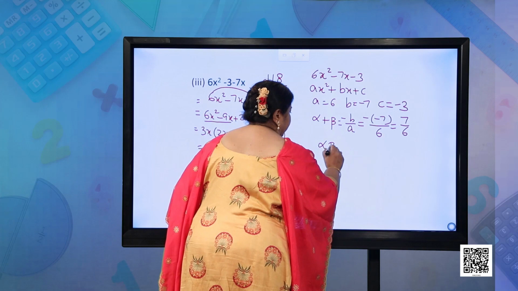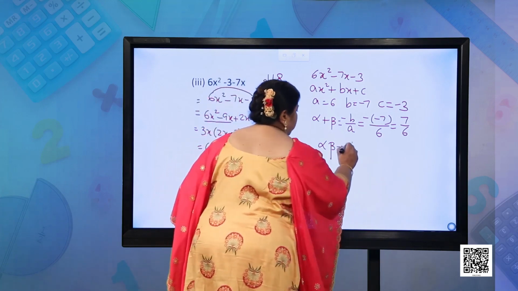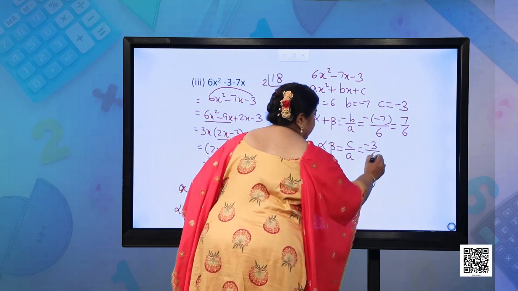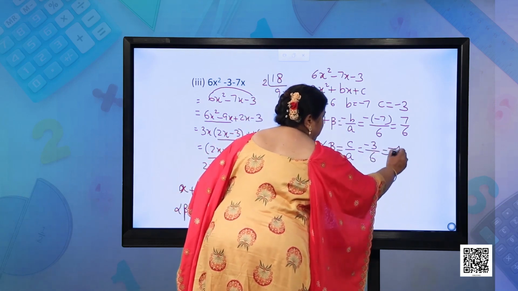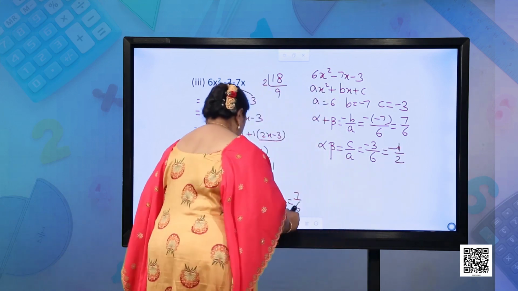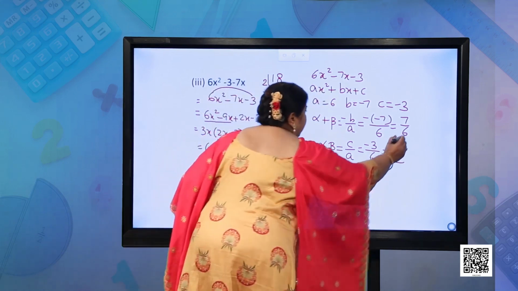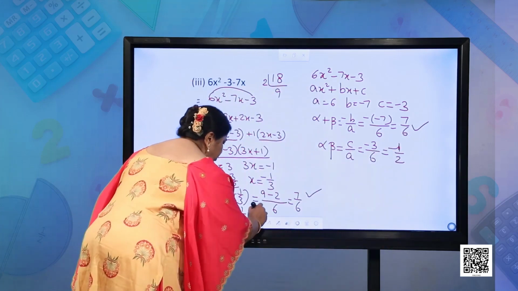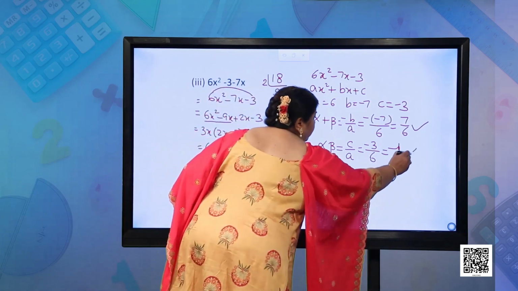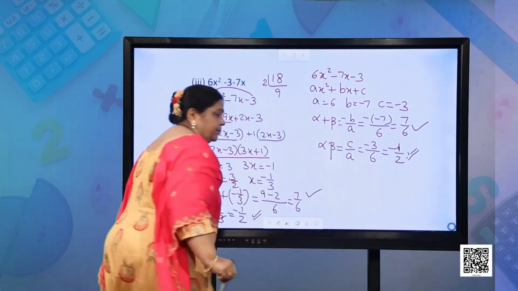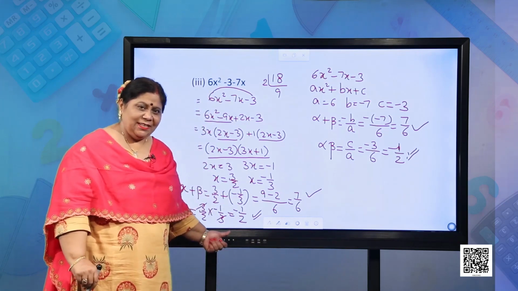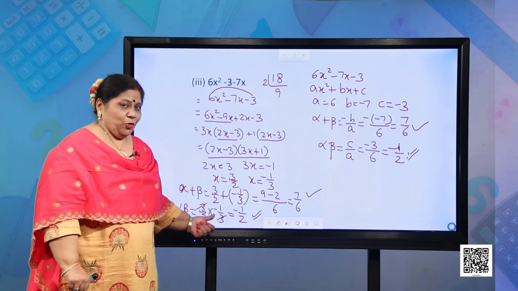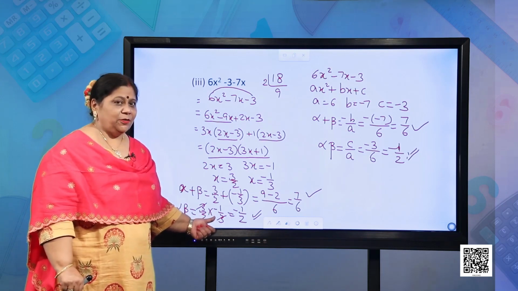And what about the product? Alpha into beta, it should be equal to C upon A. What is C? Minus 3 and A is 6. Yes, I get it as minus 1 upon 2. So, we have seen, students, the sum of the roots is 7 upon 6, it is verified, and the product is minus 1 upon 2 in both the cases. Yes, I hope you have understood this. Likewise, you can try out the other parts of this question. Hope you have followed. Let us look into the next question now.